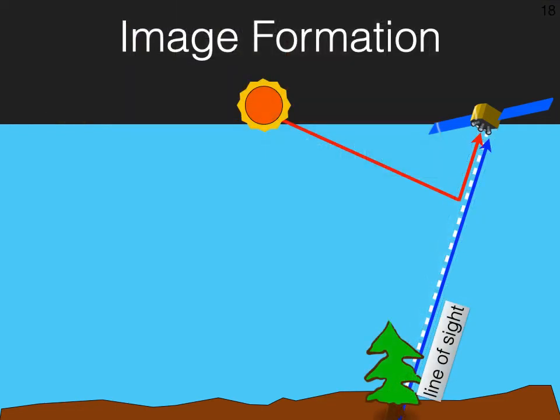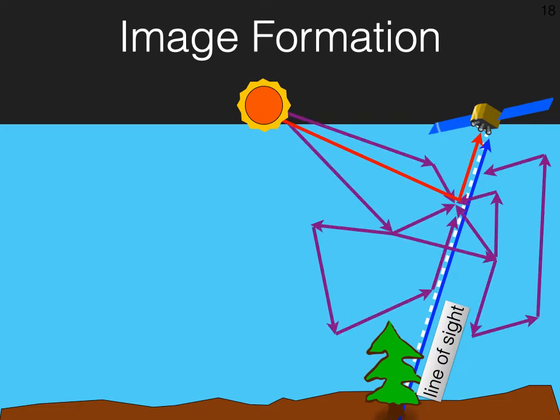In a single scattering model, we account only for the surface reflection coming from the tree and volumetric scattering of sunlight into the line of sight. However, clouds exhibit multiple scattering interactions. Therefore, not only sunlight scatters into the line of sight, but rather light from every direction.